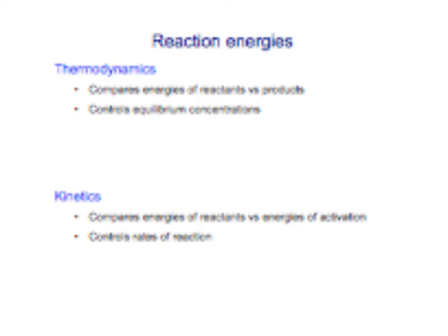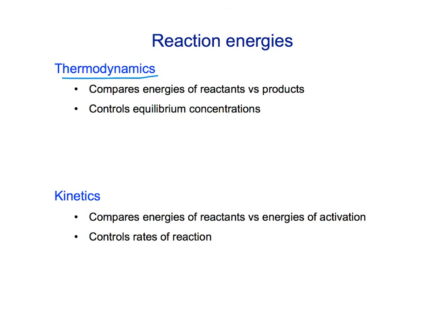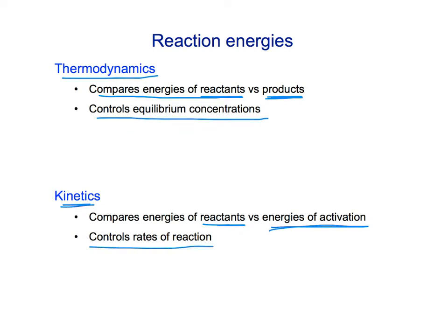There are two types of reaction energies. The first one, thermodynamics, remember, compares the energies of the reactants versus the products. And it's this energy difference that controls the equilibrium concentrations of the reactants and products during the reaction. Kinetics, in contrast, compares the energies of the reactants versus the energies of activation. And so it's the height of this activation barrier that controls the rates or the speeds of the different reactions.